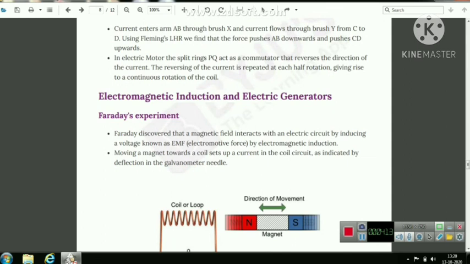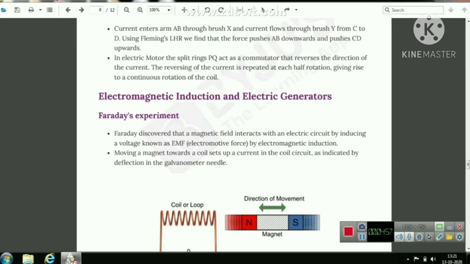Now we will see the next part, that is electromagnetic induction. Already we have seen how magnetism is induced by the flow of electric current. We have studied that when a current carrying conductor is placed in a magnetic field such that the direction of the current is perpendicular to the magnetic field, it experiences a force. So Faraday discovered that a magnetic field interacts with an electric circuit by inducing magnetic induction.